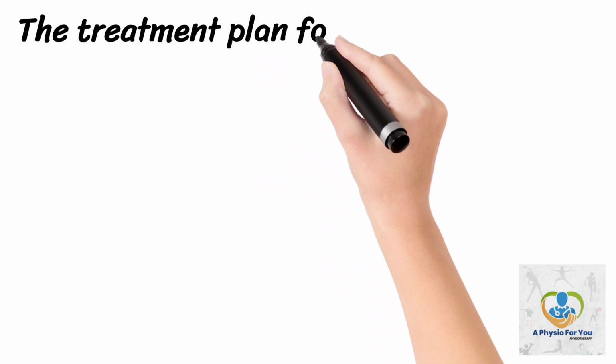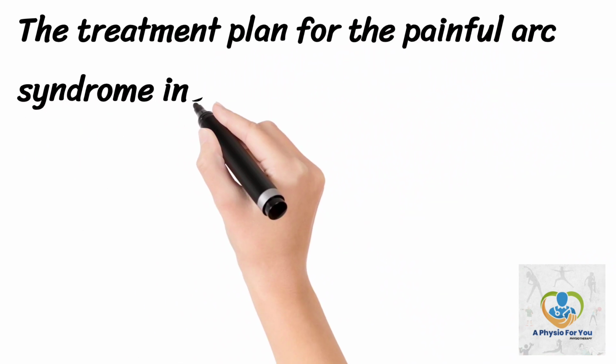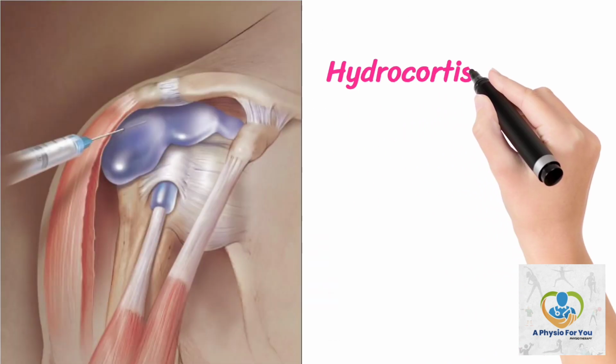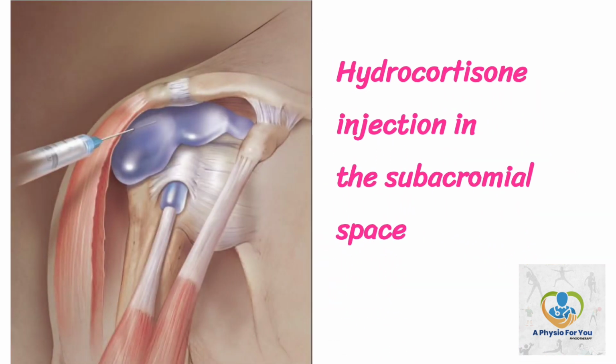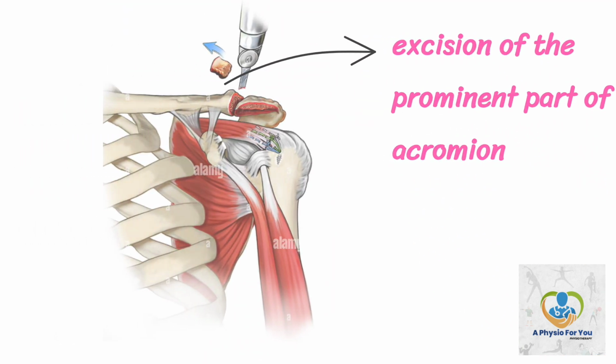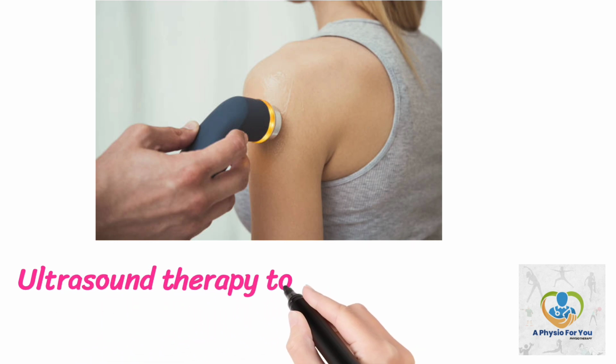The treatment plan for the painful arc syndrome includes anti-inflammatory drugs, hydrocortisone injections in the subacromial space, excision of the prominent part of the acromion, and ultrasound therapy to the tender point.